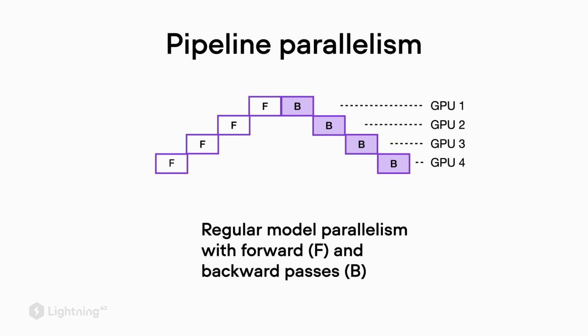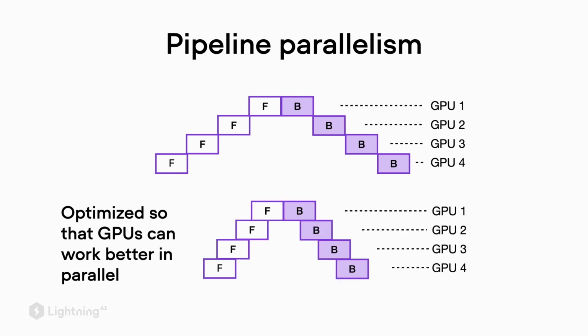So pipeline parallelism is optimized so that the GPUs can work better in parallel. That means that there is more overlap between the computations, such that one GPU doesn't have to wait for the other GPU to finish, and there is some work that the two GPUs can do in parallel.